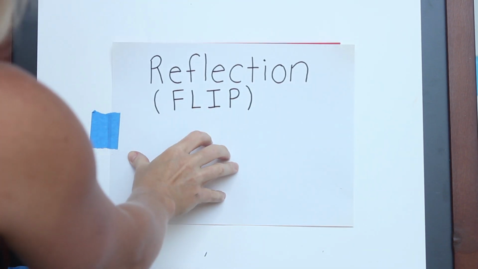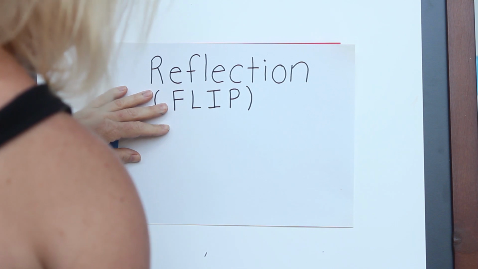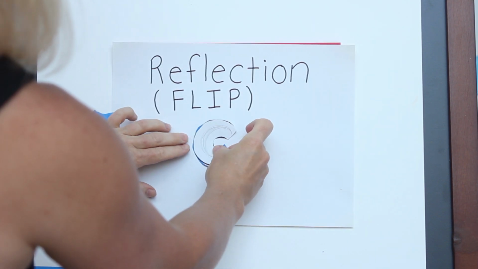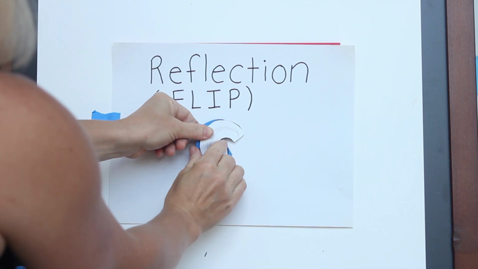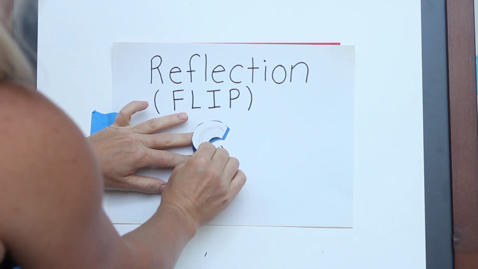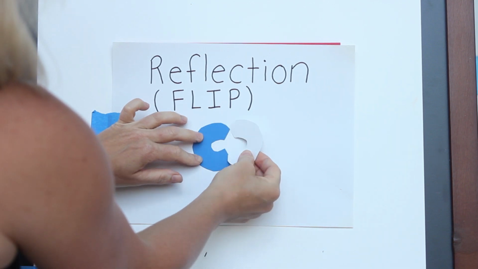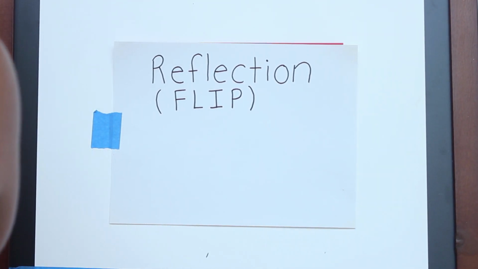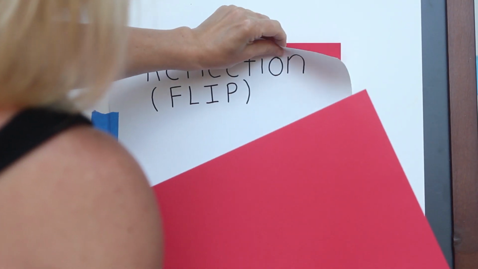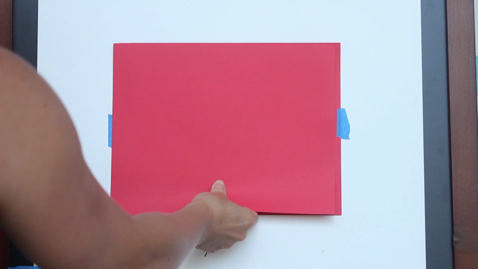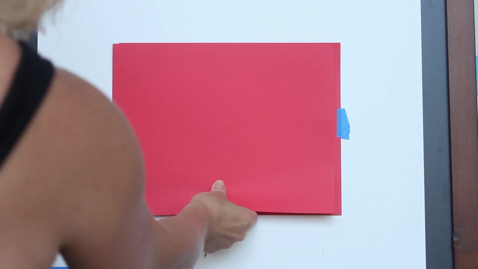And the last one is called reflection. So here's your letters. And another word is to flip. Flip your letters in your design. So let's give this a try. Take your other color paper. Your other color paper is just for the background.